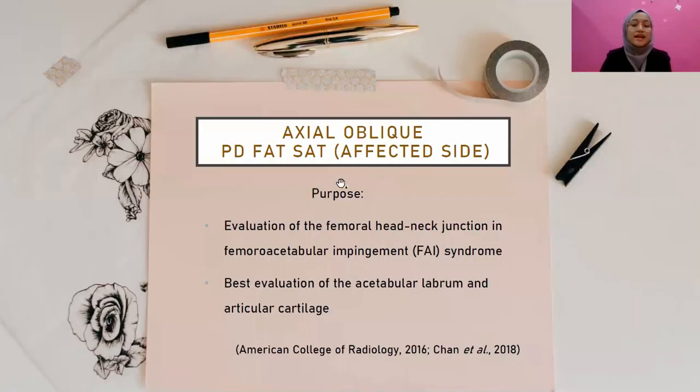Okay, the last one is axial oblique PD of the affected site. It is to evaluate the femoral head neck junction in FAI syndrome and best evaluate the acetabular labrum and the articular cartilage.